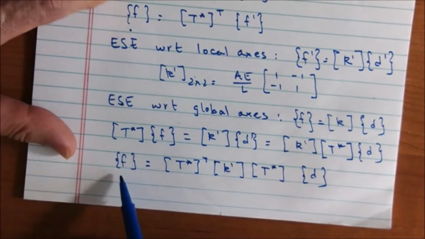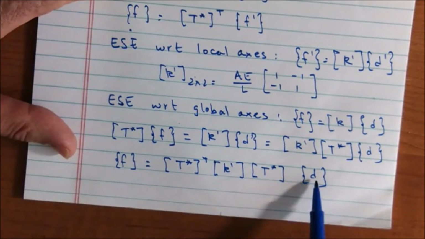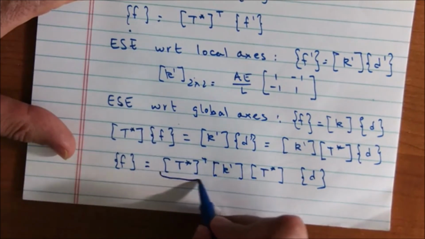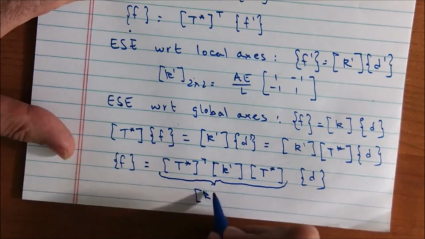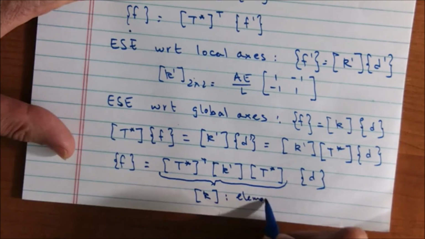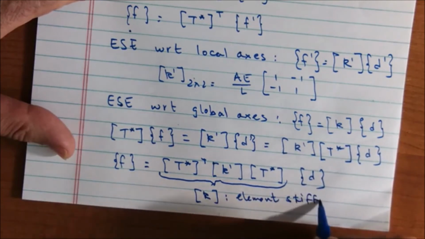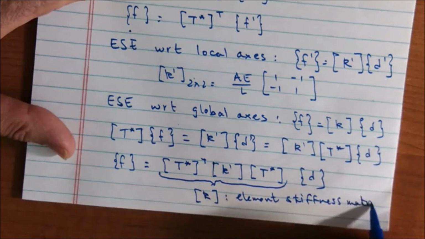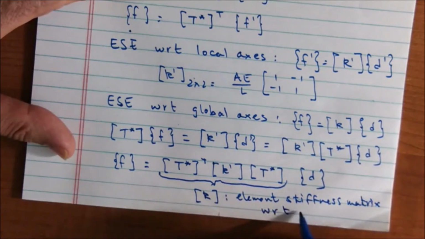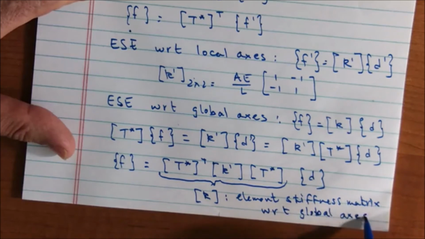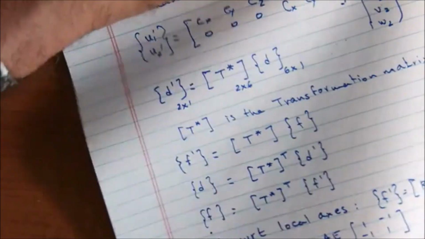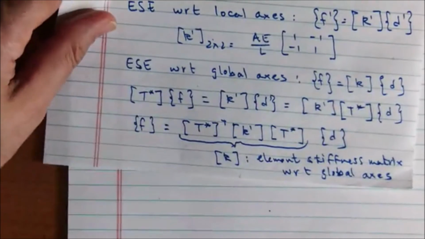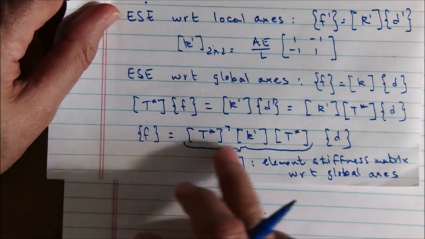So our goal was to establish these element stiffness equations with respect to the global axis. And if you look here, we have the force with respect to the global axis, displacement with respect to the global axis, and what I have here then is my element stiffness matrix with respect to the global axis. So here, this is the element stiffness equation with respect to the global axis.